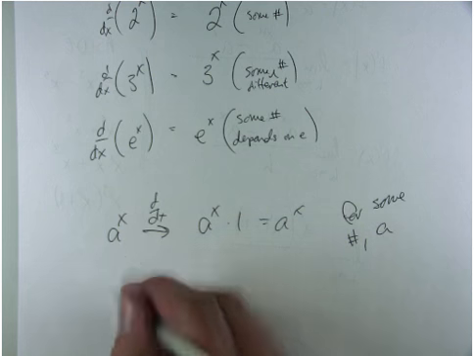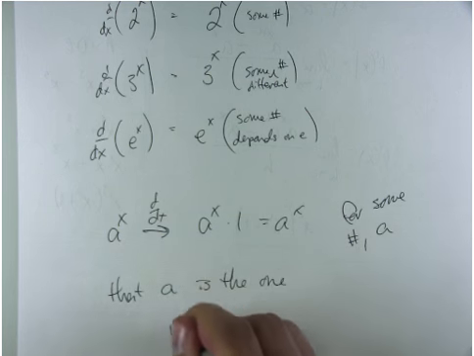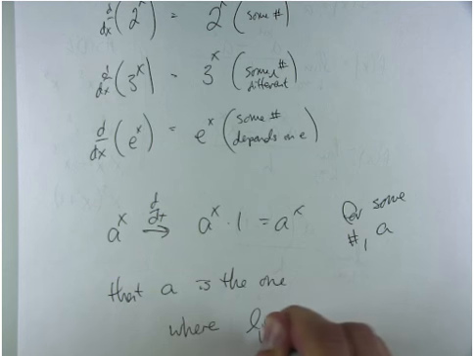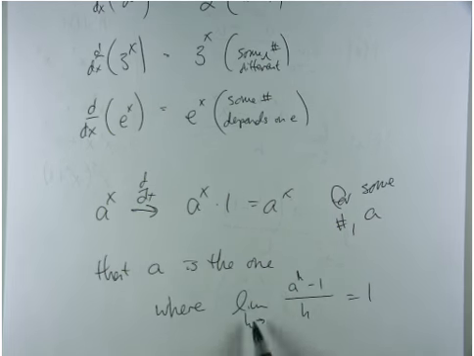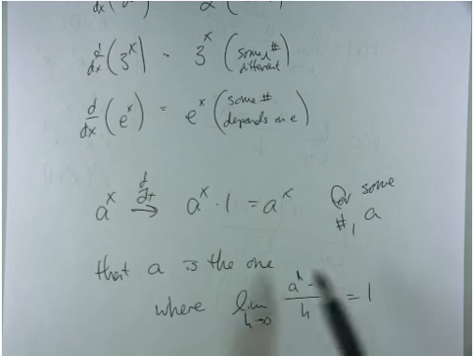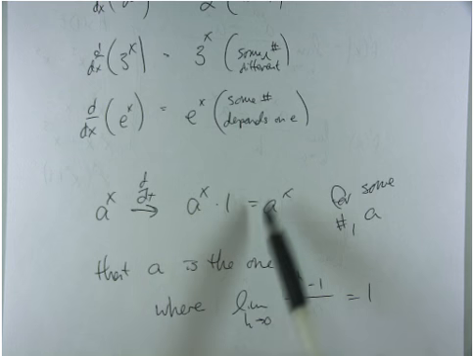And that a is this one, where the limit as h approaches 0 of a to the h minus 1 all over h is 1. Okay? So there's some special number a out there so that this limit is 1. And that would mean that we got a to the x times 1, which is just a to the x.